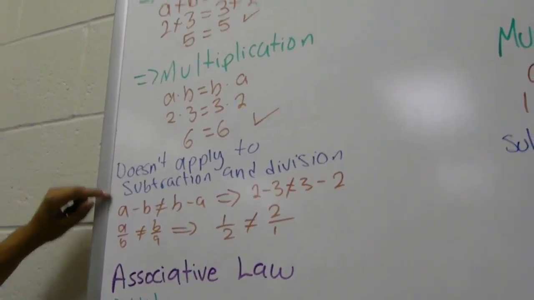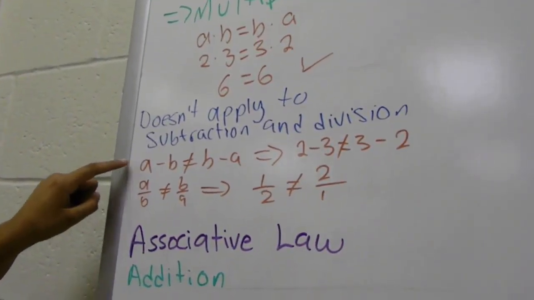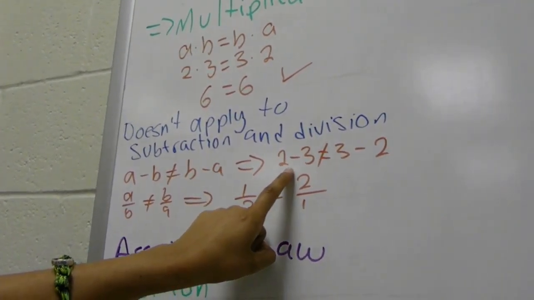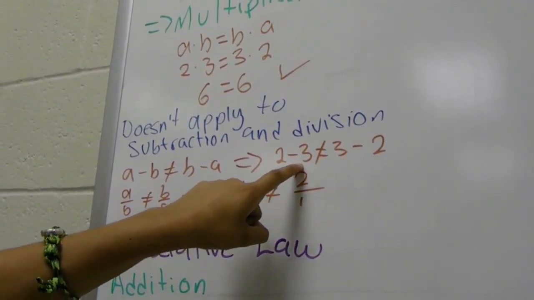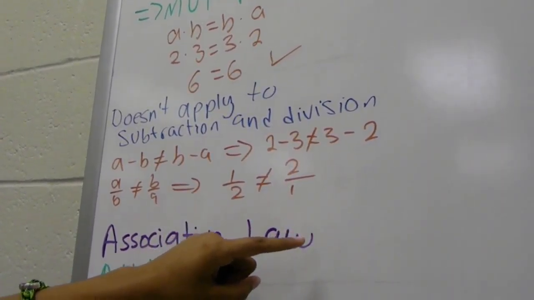Unfortunately, this doesn't apply for subtraction and division. If we have two elements, A minus B is not equal to B minus A. As we can see in the example, 2 minus 3 gives us negative 1, and 3 minus 2 gives us positive 1, and negative 1 is not equal to 1.